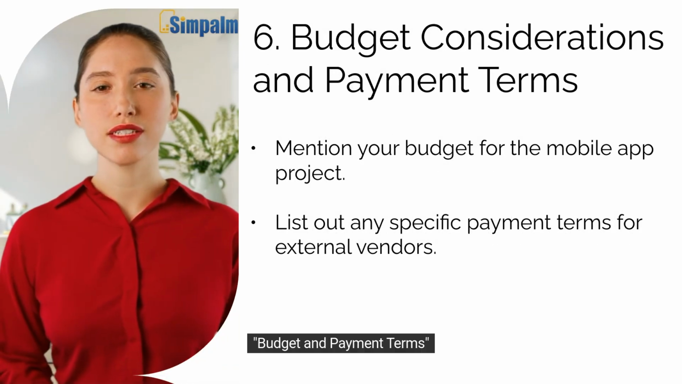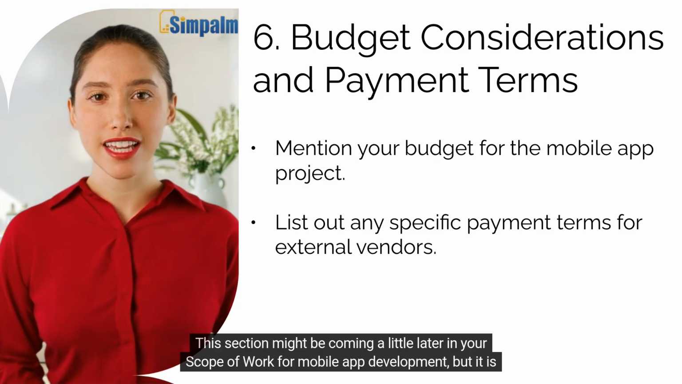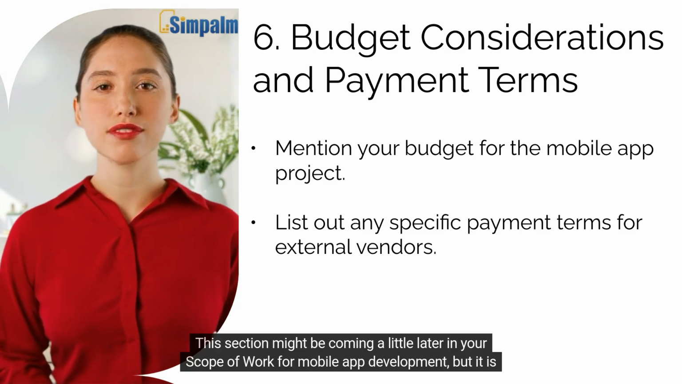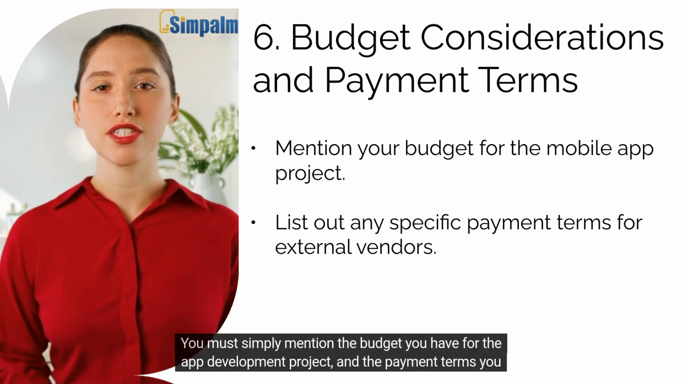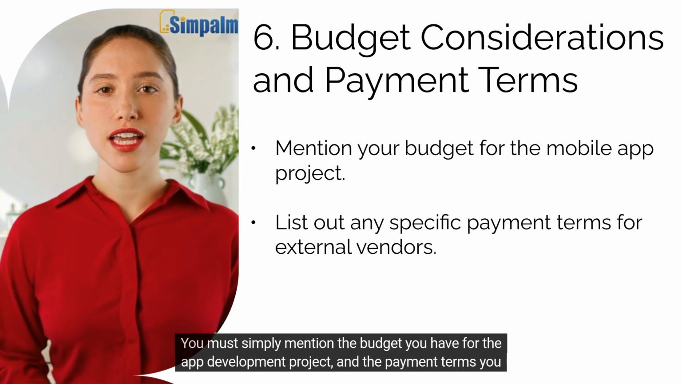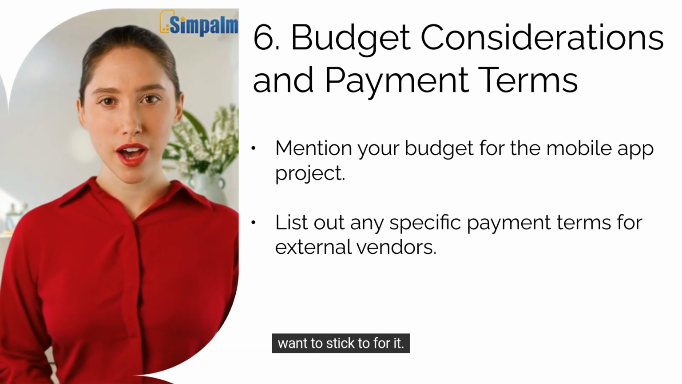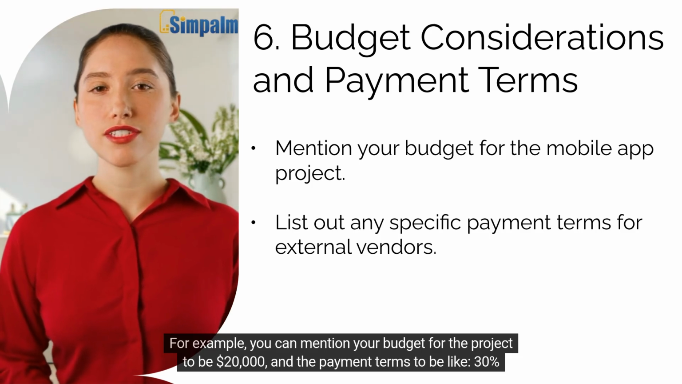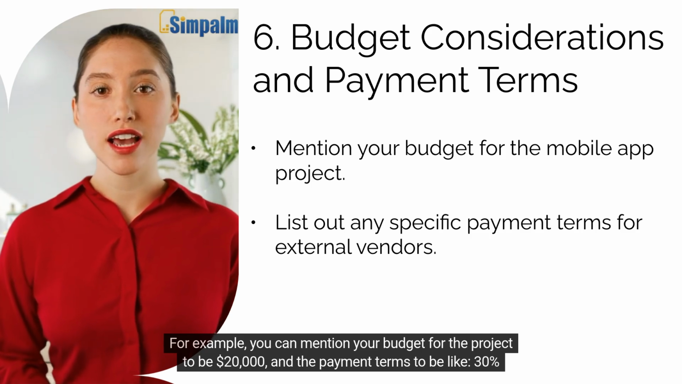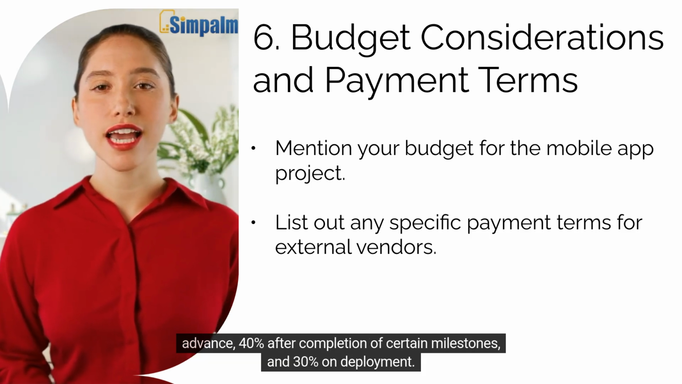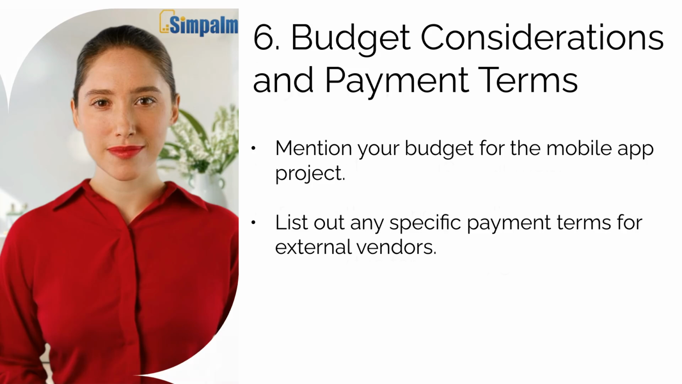Budget and payment terms. This section might be coming a little later in your scope of work for mobile app development, but it is a very important part. You must simply mention the budget you have for the app development project and the payment terms you want to stick to for it. For example, you can mention your budget for the project to be $20,000 and the payment terms to be like 30% advance, 40% after completion of certain milestones, and 30% on deployment.